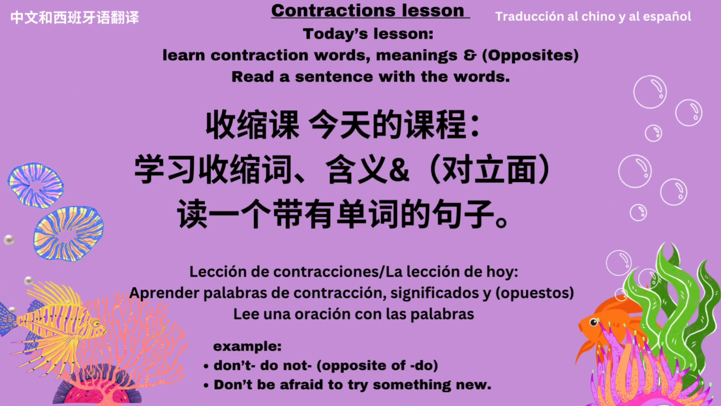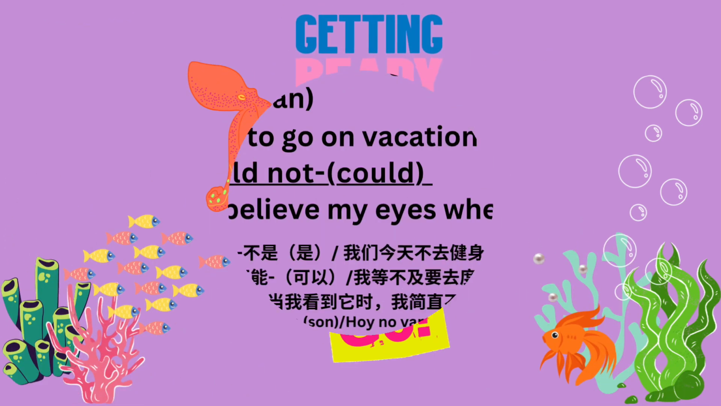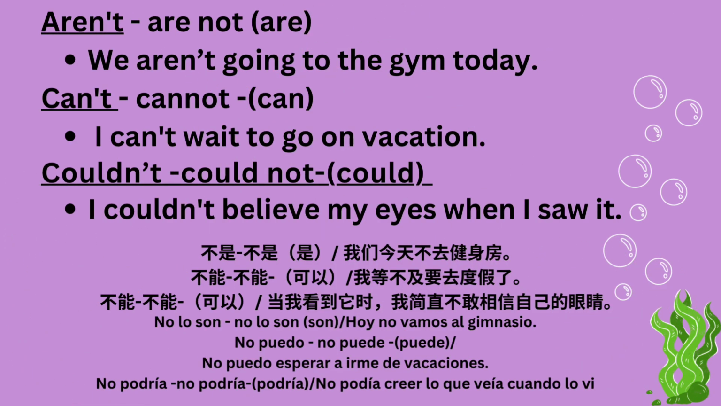Today's lesson, we'll learn contraction words, their meanings, and their opposites. We'll also read a sentence with the words. For example, don't is a contraction of do not, and the opposite is do. Don't be afraid to try something new. Let's get ready. Let's go.